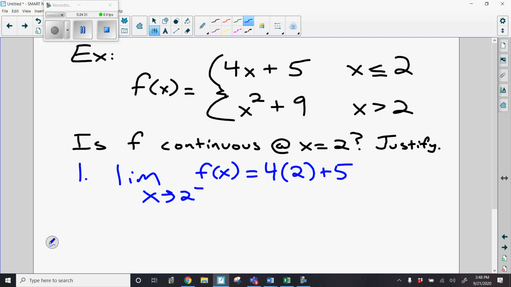Also, even if you can do 4 times 2 plus 5 in your head, show the grader that you understand that this left-hand limit is corresponding to this one by showing it plugged in like this. So we got 4 times 2 is 8, 8 plus 5 is 13. Okay, so I know the left-hand limit at 2 is 13. Now I have to try the right-hand limit.